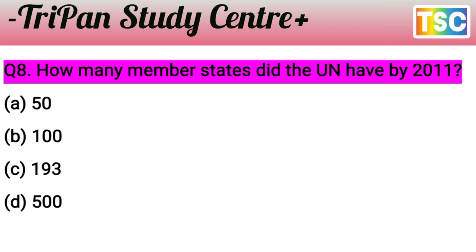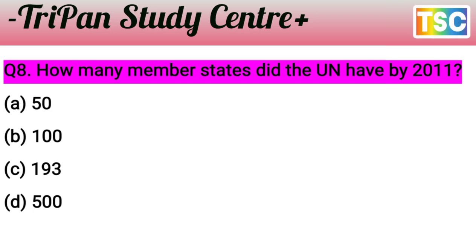The question here: how many member states did the UN have in 2011? That's important. How many member states did the UN have in 2011? That's an important question for the exam view here. You know that A is 50, B is 100, C is 193, D 500. That's an important question and important option here. I give you a few seconds. Test your IQ knowledge.